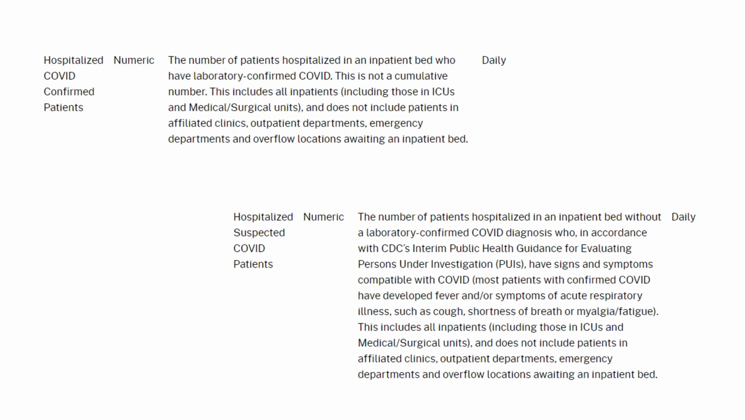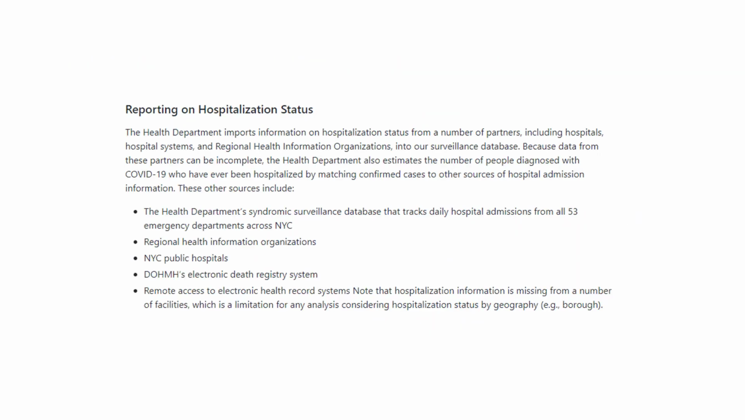This is California. So California gives much more specific data. So I'm just going to read the top portion. The number of patients hospitalized in an inpatient bed who have laboratory confirmed COVID. This is not a cumulative number. This includes all inpatients and does not include patients in affiliated clinics, outpatient departments, emergency departments, right? But what this tells me, or what I'm going to guess, is it's not just the principal diagnosis in California. It's if you're hospitalized, regardless of what diagnosis codes you receive, but if you have laboratory confirmed COVID, you're going to be included.